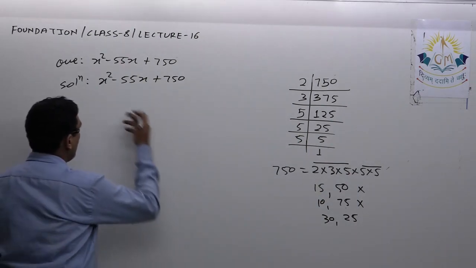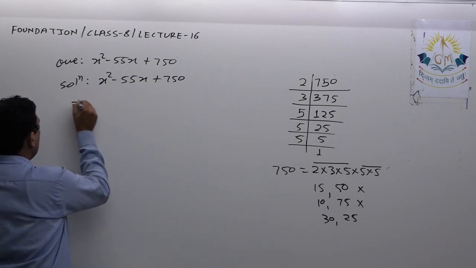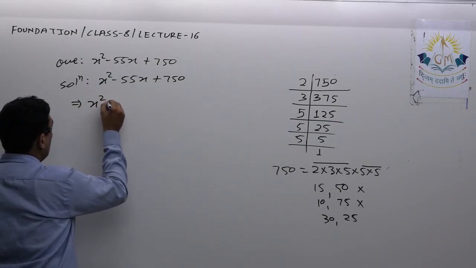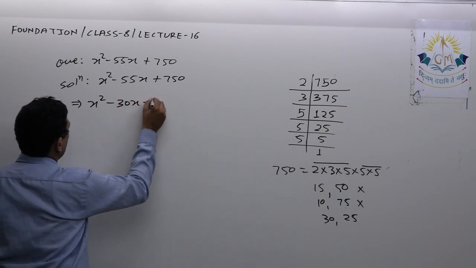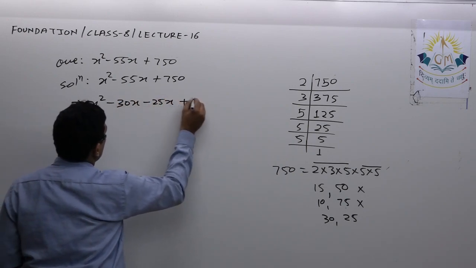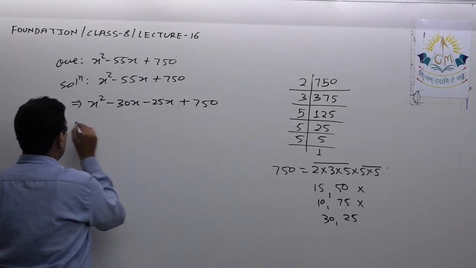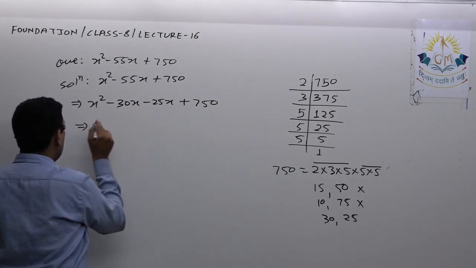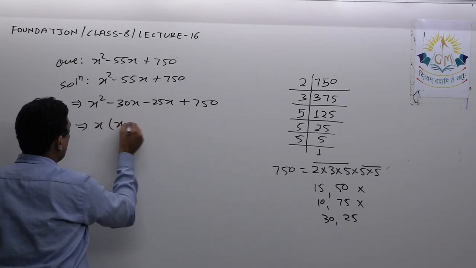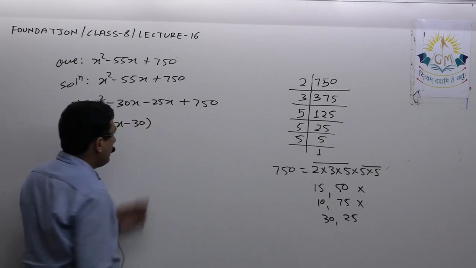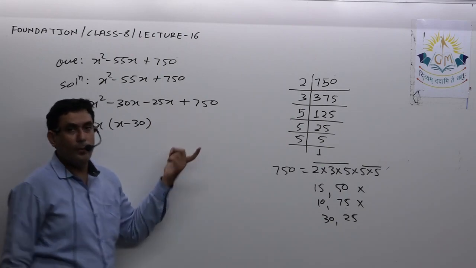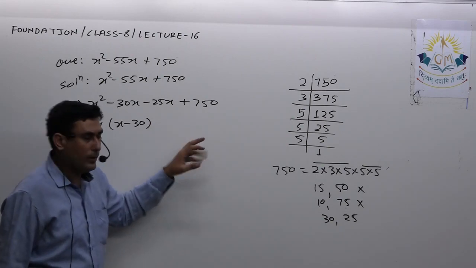But I have to take both as the negative. So x square minus 30x minus 25x plus 750 is equal to, okay, so now from these two I can take x common, so x minus 30. Now it is little bit larger value, so you might get confused that what should we take common. However, it is easy.